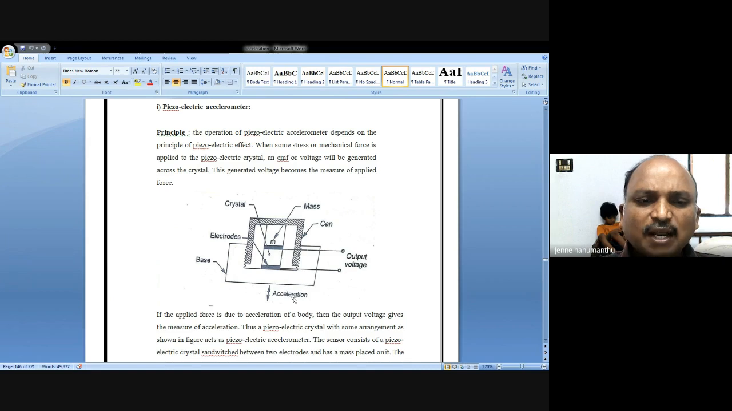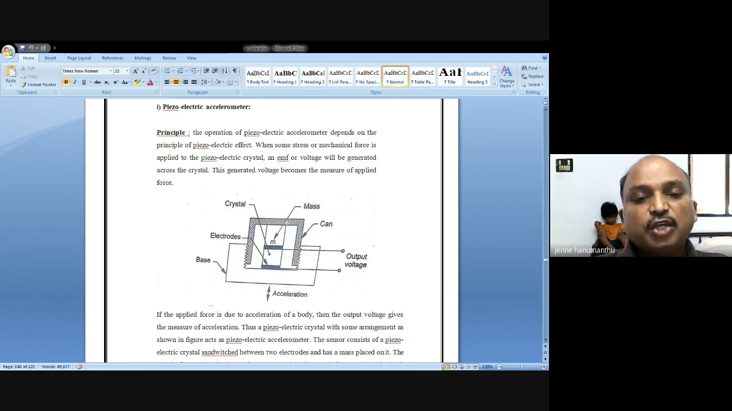So if a mechanical force is applied, or any pressure, or any acceleration is applied, what happens? Because of the spring, it experiences a force that will be applied on the crystal. So when the crystal experiences any pressure or force, there is a charge distribution, a movement of the charge on the surface. So because of the charge and the capacitance available, there exists some voltage. Voltage can be written as Q by C. So that voltage is proportional to your acceleration.